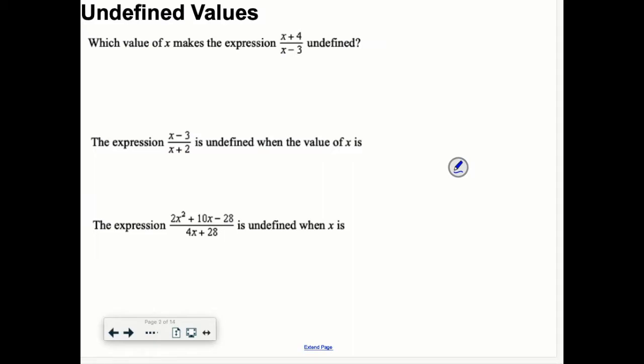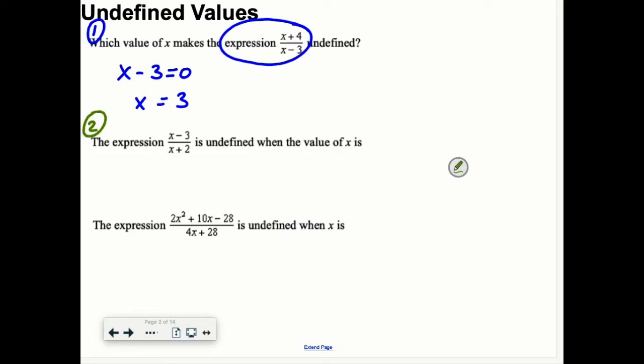Number 1. What value of x makes the expression x plus 4 over x minus 3 undefined? I'm going to ignore the numerator altogether, and I'm just going to set the denominator equal to 0. Then I'm just going to solve. So 3 is the value that makes this expression undefined. That's it. We're done. Let's take a look at number 2.